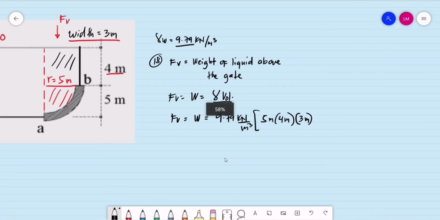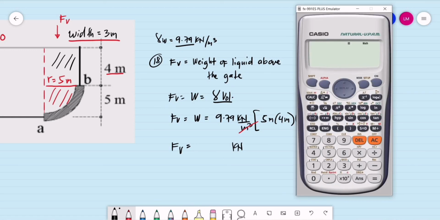Doon sa quarter circle part naman, plus we have pi. Ano yung radius ng quarter circle? That is 5 squared, divided by 4. Yun yung area ng quarter circle. Para maging volume, multiplied by 3 meters perpendicular to the paper. Yung unit nito ay nasa cubic meter, so cancelling yung cubic meter na unit. Ang maiiwan dito for the vertical component of the hydrostatic force will be in terms of kilonewtons.